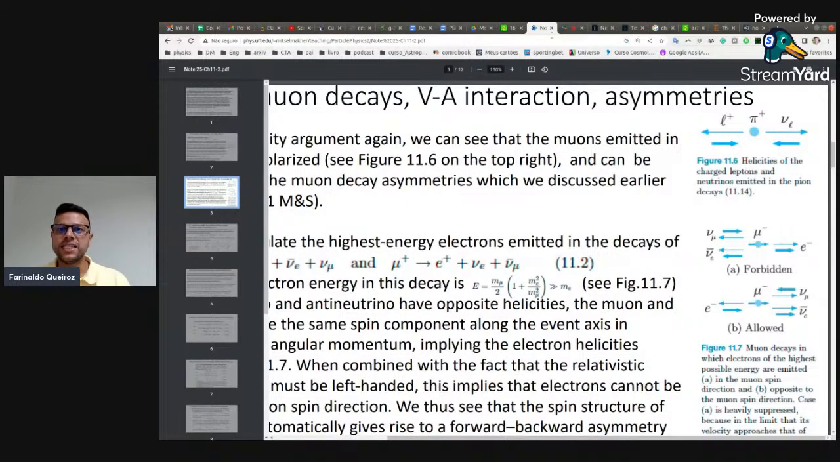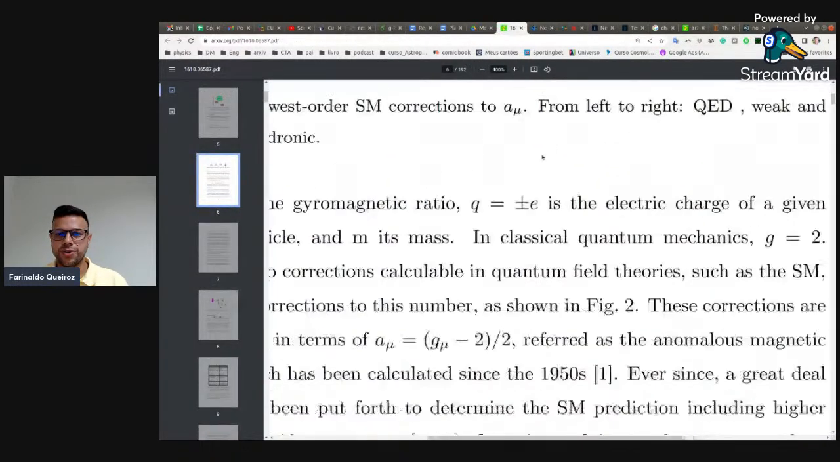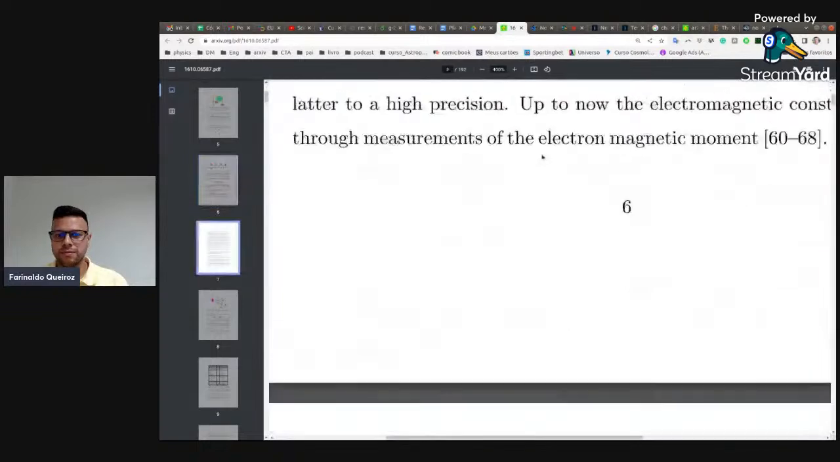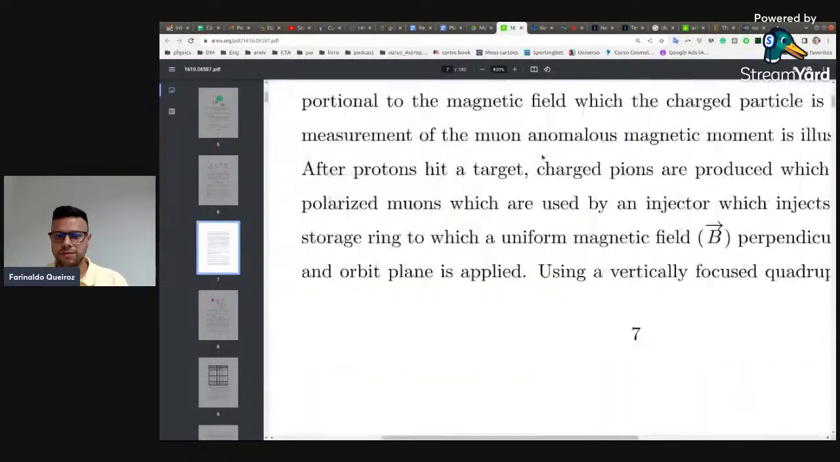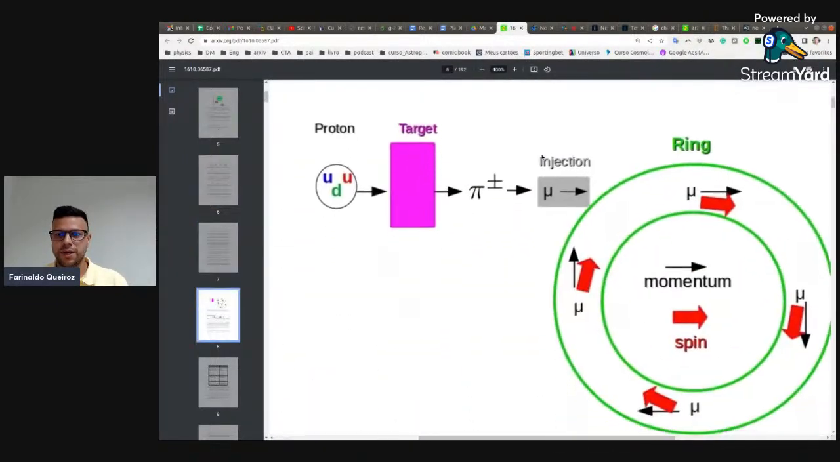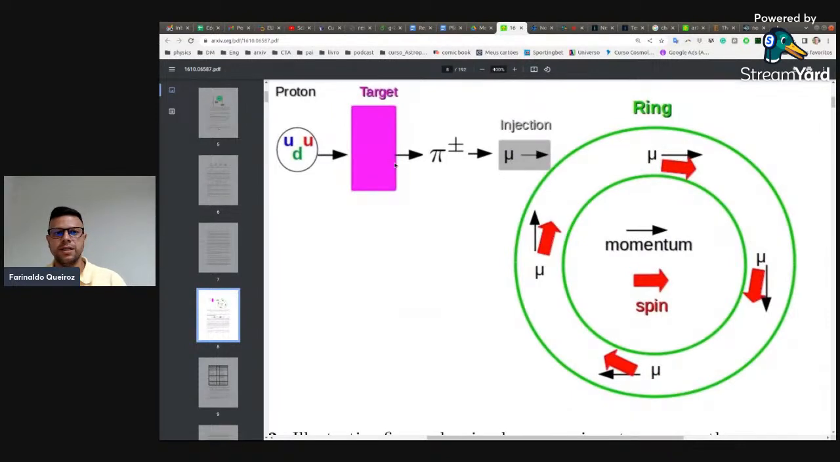And then this frequency, I'm going to show you here. Hold on. Here it is. Let me just remind you again. You have a proton that hits a target, produces a pion, produces a muon, and the muon comes in this direction. And the spin should be in the opposite direction, right? Because the muon is left-handed, but it's just a drawing, okay?